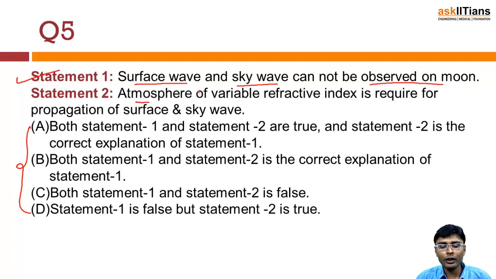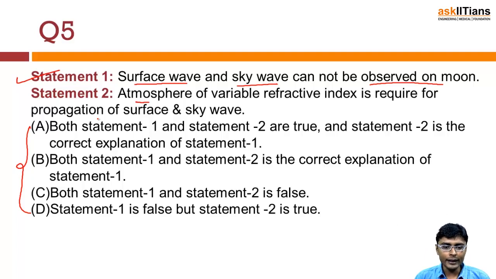That is actually correct. We have seen that all types of waves, whether it is a surface wave, direct wave, or a sky wave, do not cross the ionosphere layer. They remain only within our Earth's atmosphere. Therefore, they cannot be observed on the moon. So statement 1 is correct, and statement 2 is also correct.